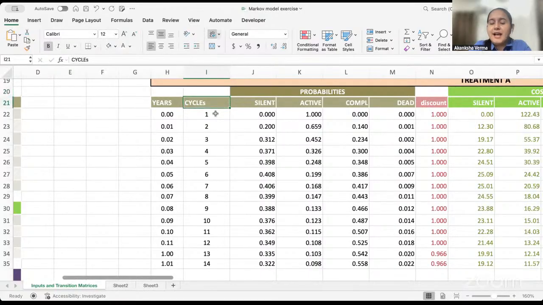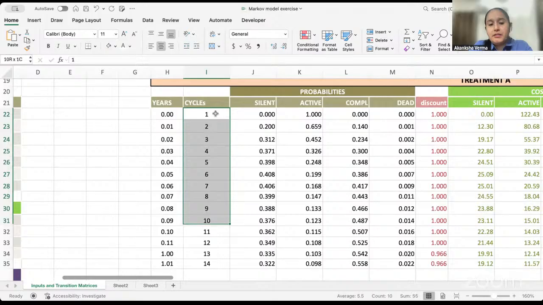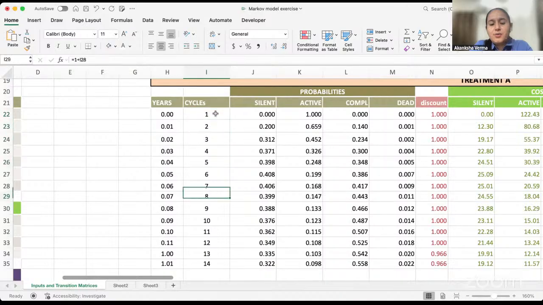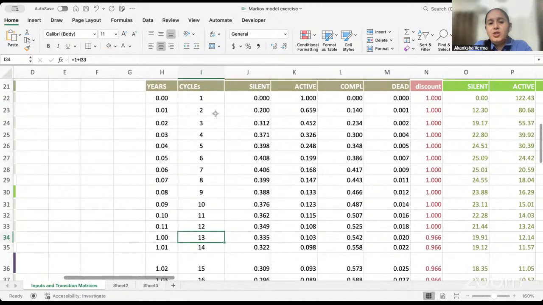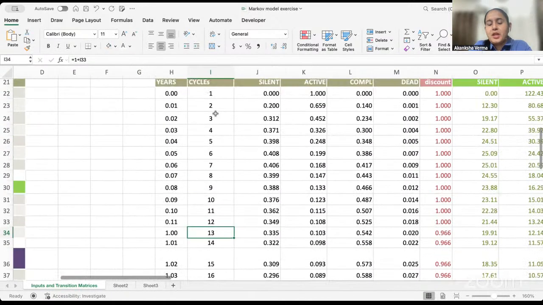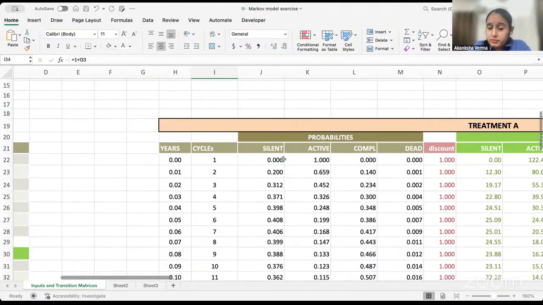Number of cycles you will have, because the transition probabilities you have are monthly. So you will have 12 cycles in a year. Okay. So in year one, the cycles are 12, and then from year one onward, you enter into the next year, and the cycle is 13.